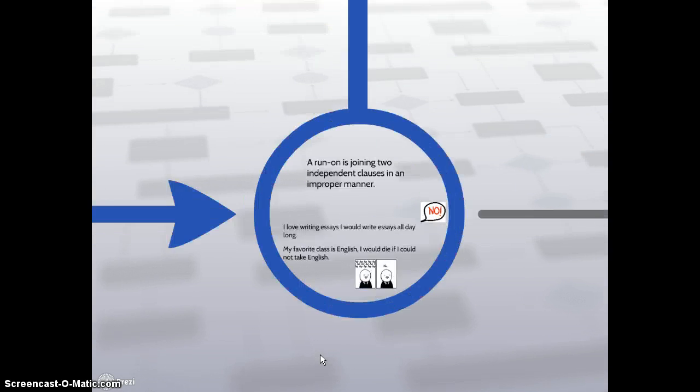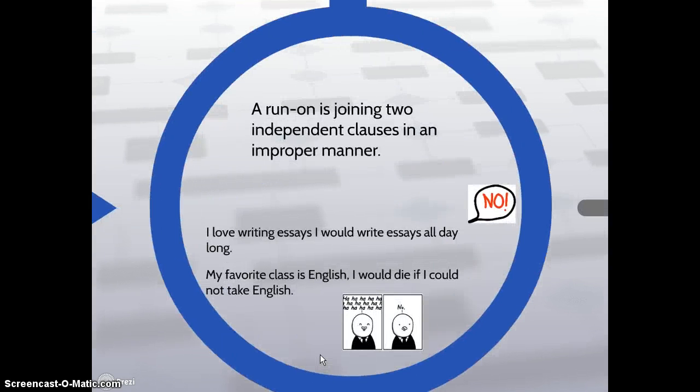Before we start thinking about a run-on sentence, I'd like to remind you of what a sentence is. A sentence, of course, is something that has a subject, a verb, and a complete thought. Okay. A run-on is when you take two sentences, also known as independent clauses, and join them together in an improper manner. So we have two examples.